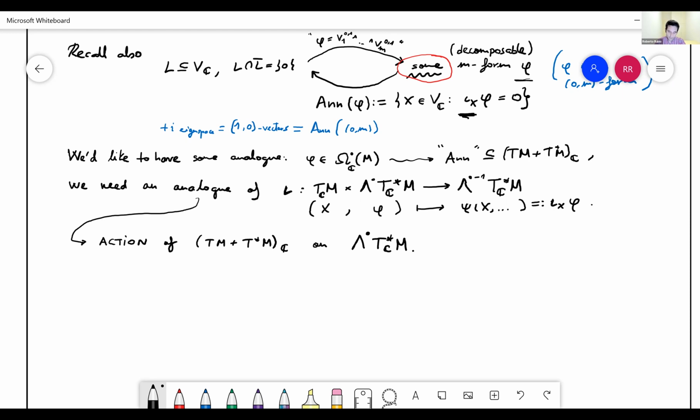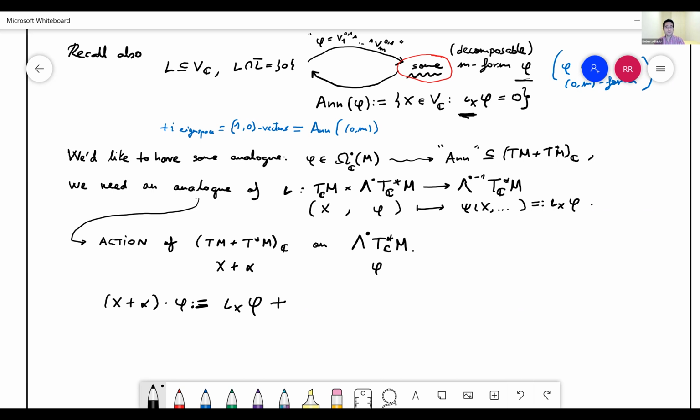So let's just face our issue. We need to define an action. Instead of doing ix phi, I need to do some kind of ix, but now ix plus alpha on phi. I'm going to denote it like this, and I want to get another form, another element in here. Well, I know already how to do it with a vector, so I may as well just take here ix. I'm defining this action.